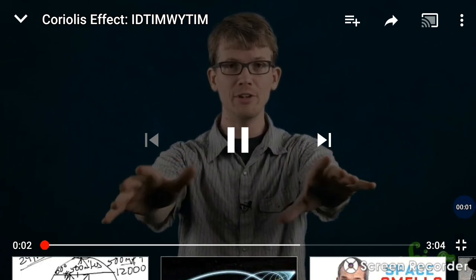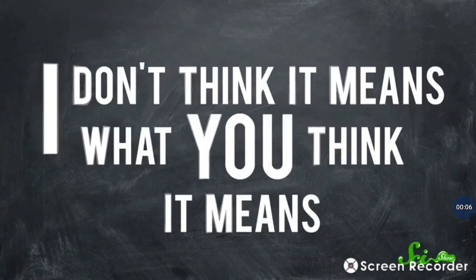Hey, Australian people, have you ever been in the Northern Hemisphere? Have you ever noticed whether your toilet drains differently than it does here? No? You heard maybe it has something to do with Coriolis effect? Welcome to another edition of I Don't Think It Means What You Think It Means.